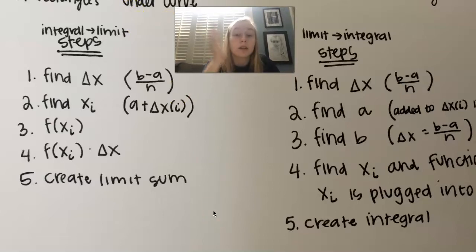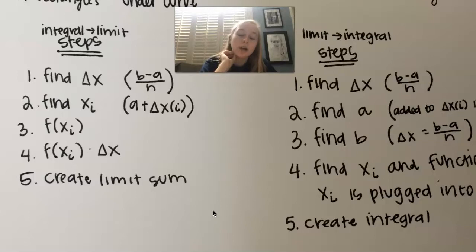When we're going from an integral to a limit, you're given an integral and you're supposed to write a limit sum of it. The first step is to find delta x, which, as you remember, is the base of that rectangle, and it is also b minus a over n. In this case, we know b and a, they're the endpoints of the integral, so we can actually solve for delta x: 6 minus 5 over n, 2 minus 4 over n, 6 minus negative 4 over n.